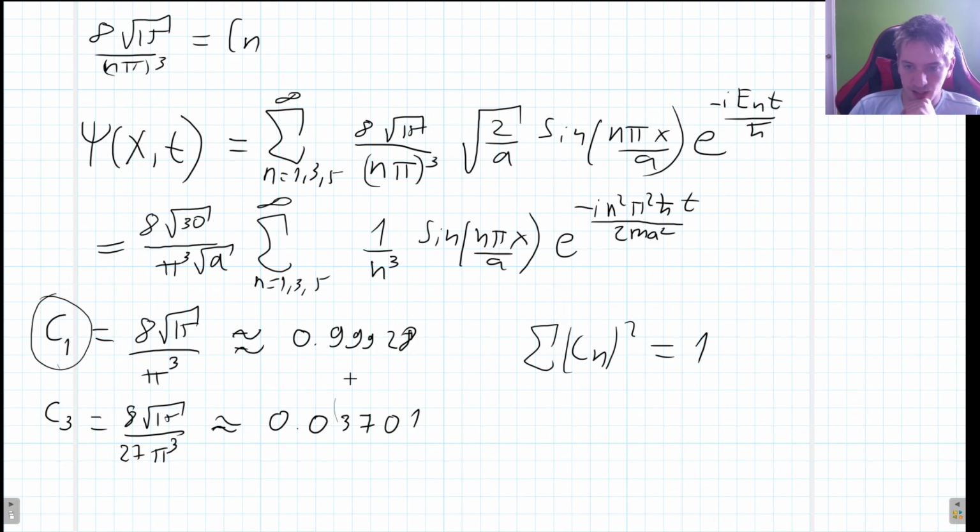So the probability of finding our particle in the first state will be 0.99928 squared, which is basically 0.9986. And the probability of finding it in the third state would be 0.03701 squared, which is very small, 1.34 times 10 to the minus 3. So it's a very small probability. So we can see these coefficients tell us basically in which state we can expect to find our particle. Okay, so that is this problem, as I said, taken from Griffiths.